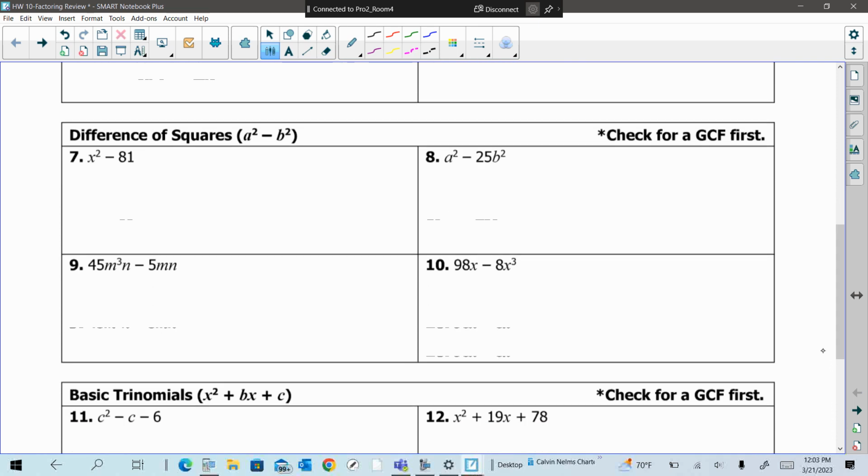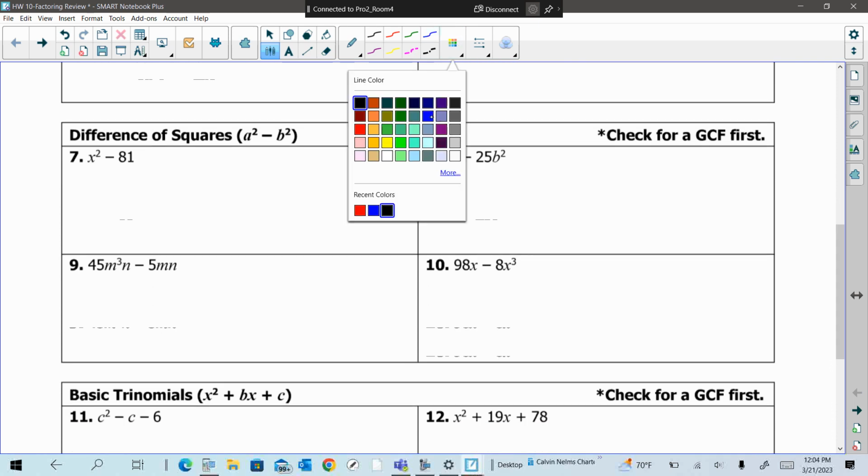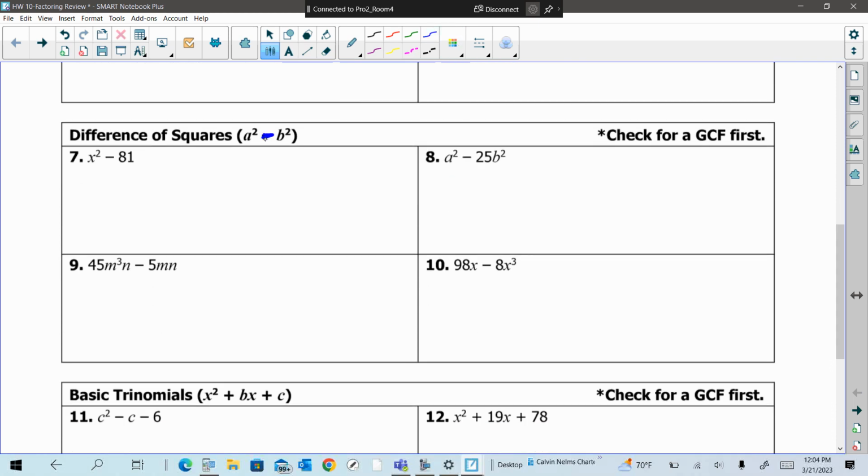Here we did difference of squares. This is what we talked about today in class. If I have a subtraction and I know they're both perfect squares, then we write the factors as a plus b and a minus b. Order doesn't matter. So I could say a minus b, then a plus b, but they have to be 2 different signs. You want to check for a GCF first.